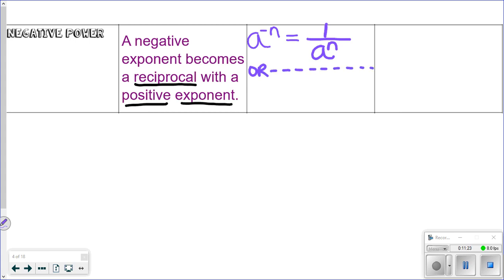Or if I have 1 over a to the negative n, that's not allowed. We cannot have negative exponents. So we need to move this up to the top into the numerator and turn it into a positive. And again, if it helps you, you could put a 1 underneath to show that you've moved it.